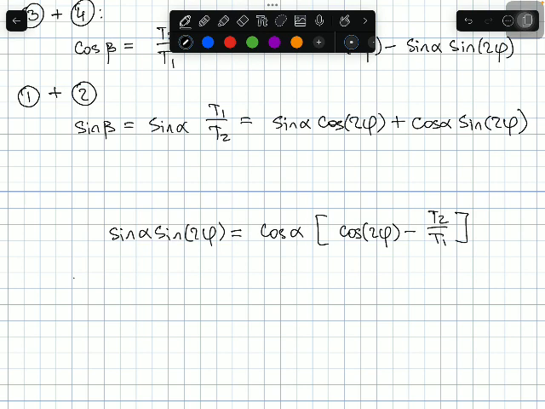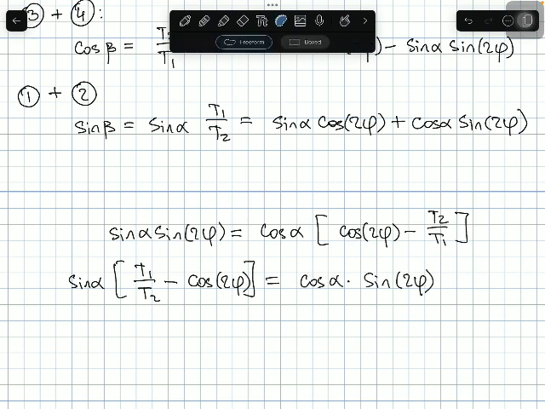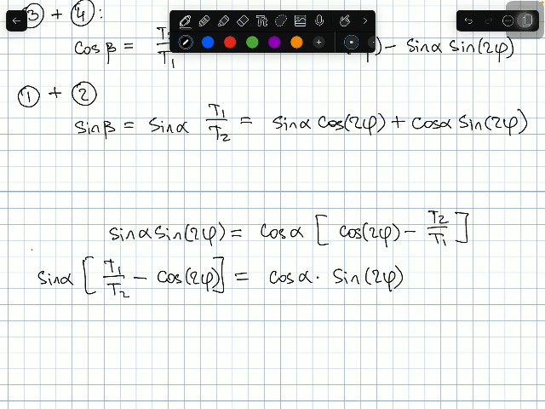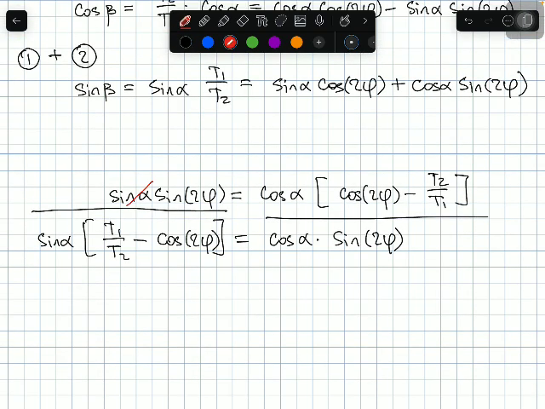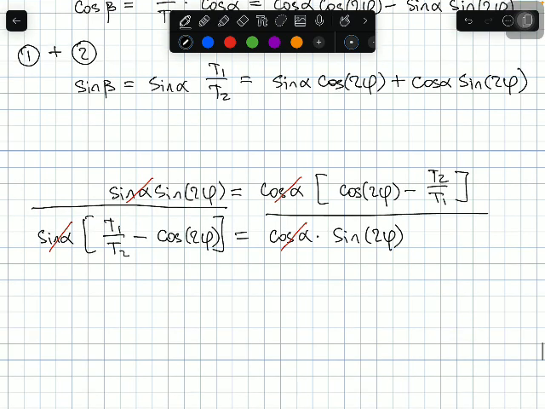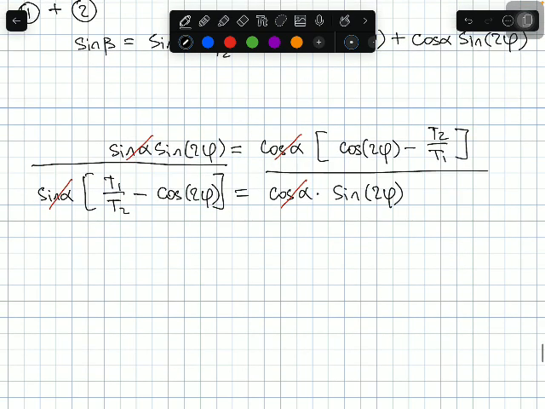Similarly, we can get sine alpha times t1 over t2 minus cosine 2 phi equals cosine alpha times sine 2 phi. Now what we can do is just divide this equation, the left side and the right side, to simplify our life. The sine alpha goes away and the cosine alpha cancels. If you don't make any mistake, you should be able to get the following relation.